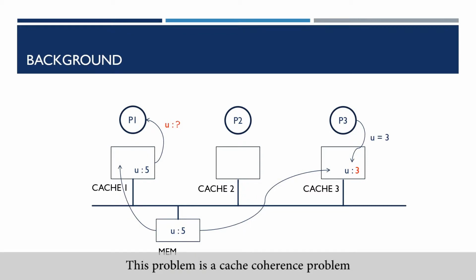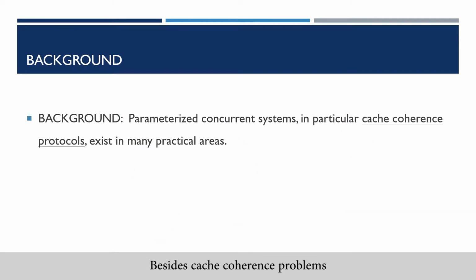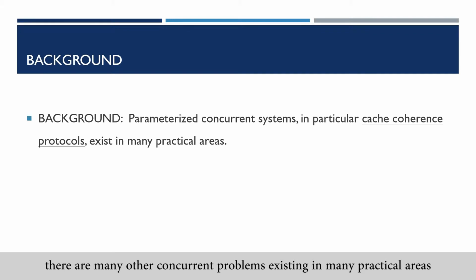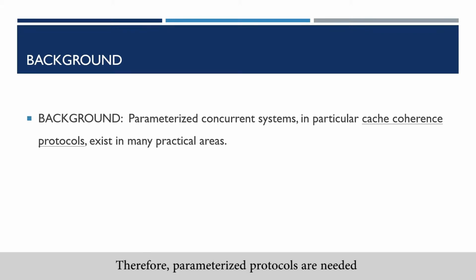This problem is a cache coherence problem, and it should be prevented by finely designed protocols. Besides cache coherence problems, there are many other concurrent problems existing in many practical areas. Therefore, parameterized protocols are needed to prevent these problems from happening.